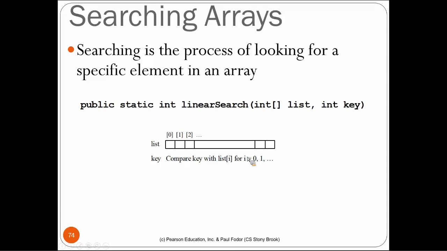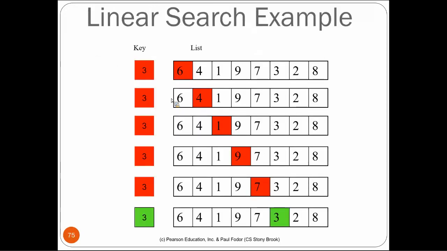If we find that key, we would like to return the index where we found that key. So the return value type for this method is integer. It is not the type of the elements in the list, it is the type of the index that iterates over the list. As a simple example, let's assume that we are looking for the element with value 3 in the list that contains the elements 6, 4, 1, 9, 7, 3, and so on. So we compare the key with the first element, if they are not equal, with the second one, with the third one, and the fourth one, and so on, up to when we find the element in the array and we return the index of that element.